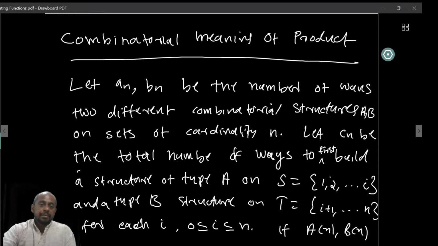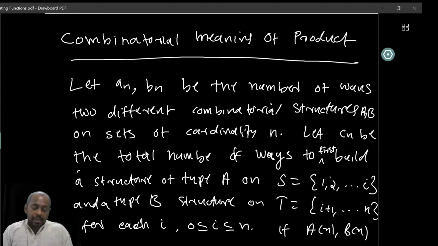So these are your 3 homework questions. Now we look at, so we already know, we have looked at the product of two generating functions. Now we want to see how this product makes sense combinatorially. So, combinatorial meaning of the product.